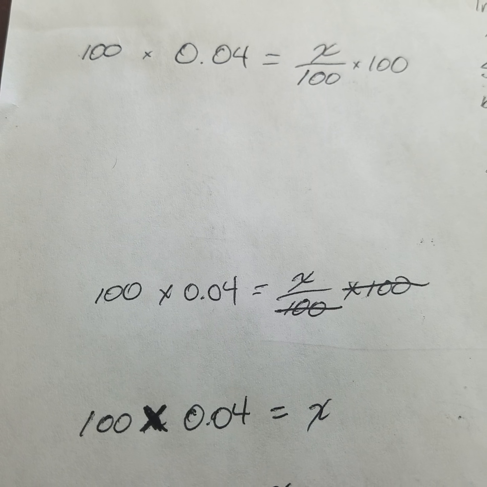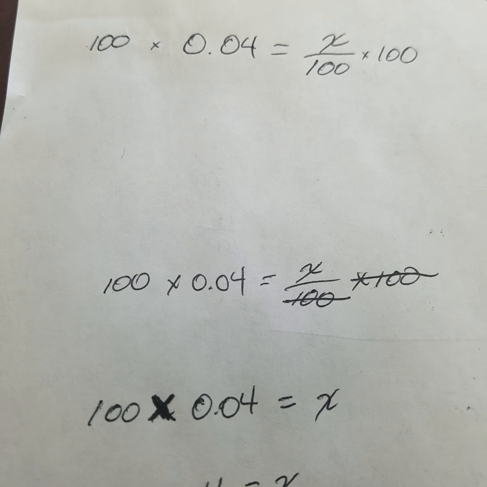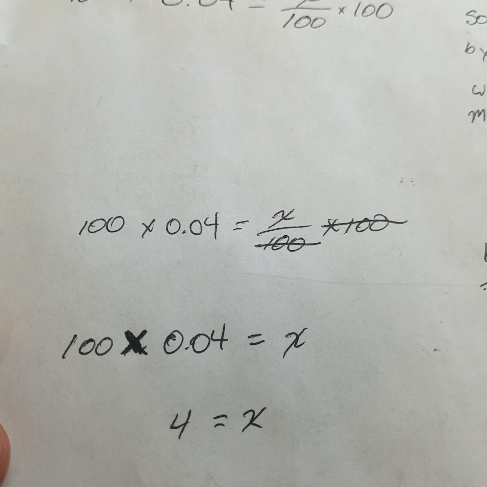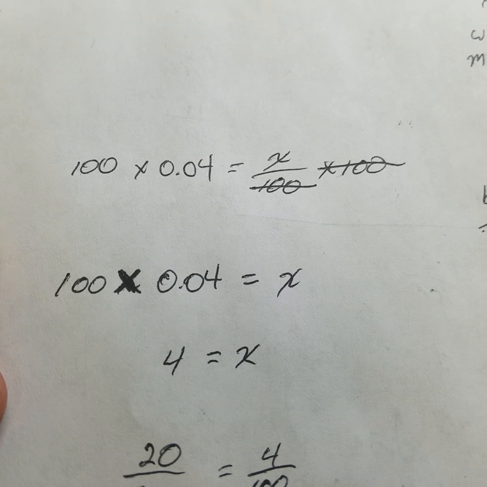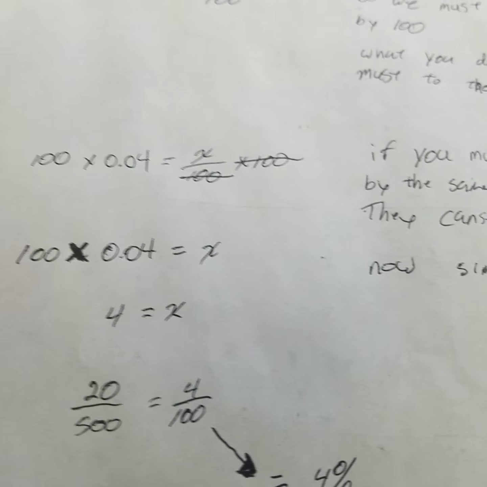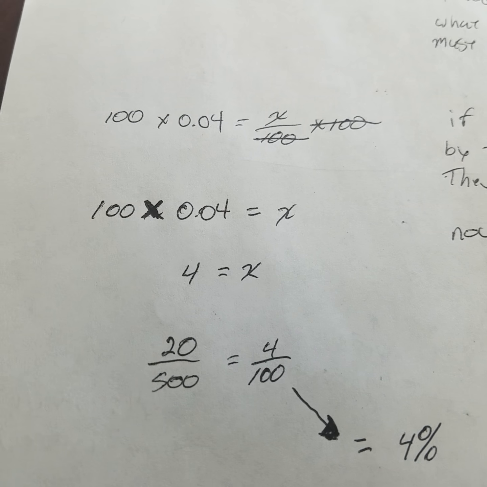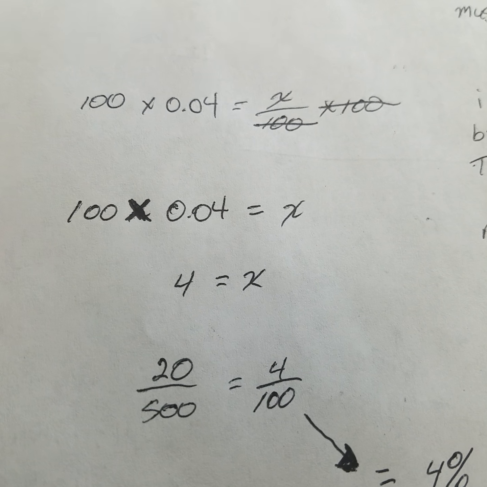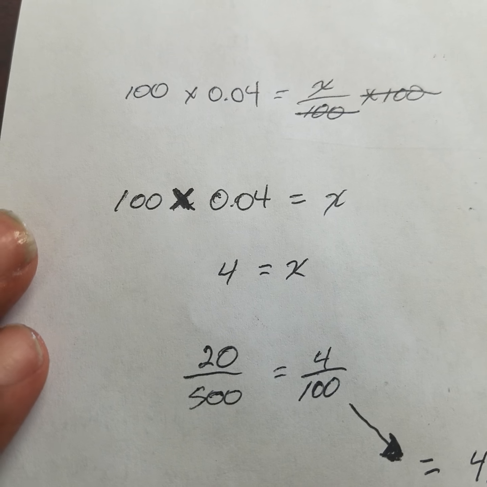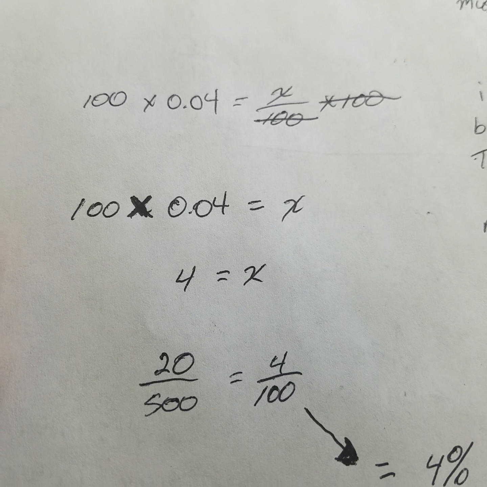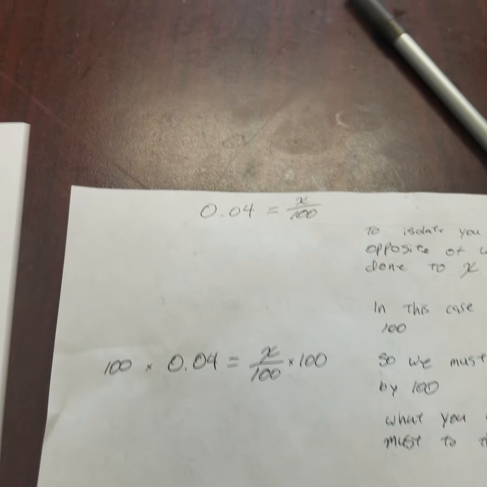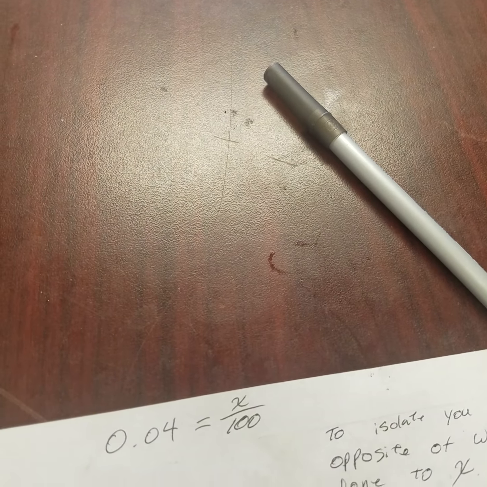On the other side, we have 100 over 100 times 0.04. 100 times 0.04 equals 4. So 4 equals X, or X equals 4. To go back to our original equation, replacing X with 4, we have 20 over 500 equals 4 over 100, which equals 4%. All right. Real quick, we're going to go over how to find the percent of a number.